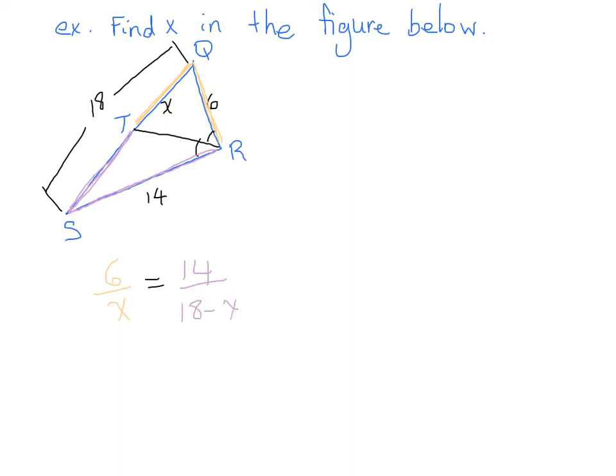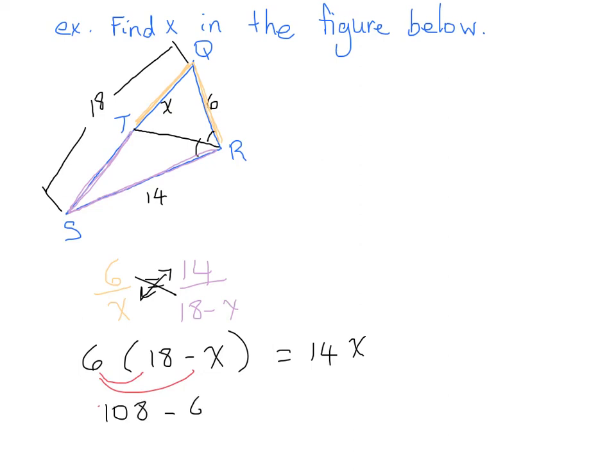All right, so even though we have that 18 minus x there, we still have two fractions or two ratios, and we can cross multiply here. So let's go ahead and cross multiply. On the left we get 6 times 18 minus x, and on the right side we get 14 times x. Now we can go ahead and distribute this 6. So on the left side we get 108 minus 6x is equal to 14x.